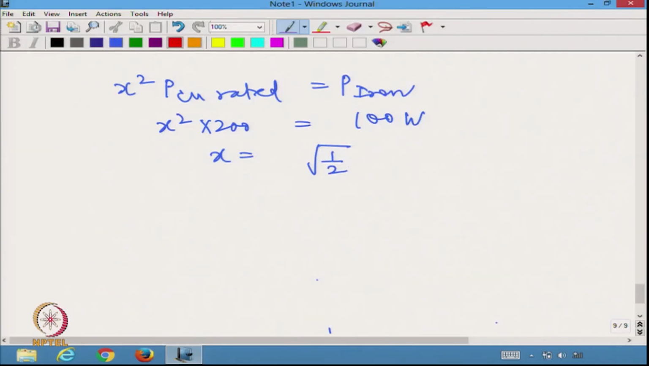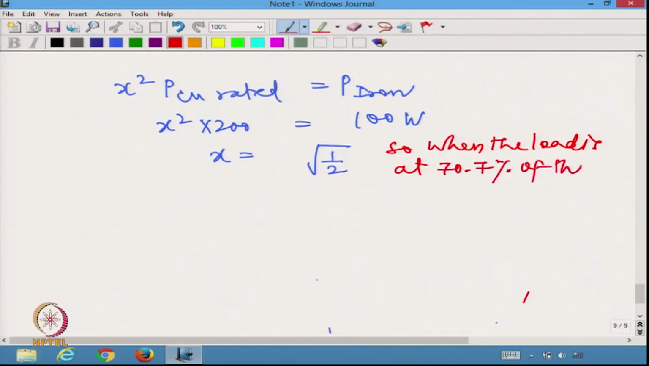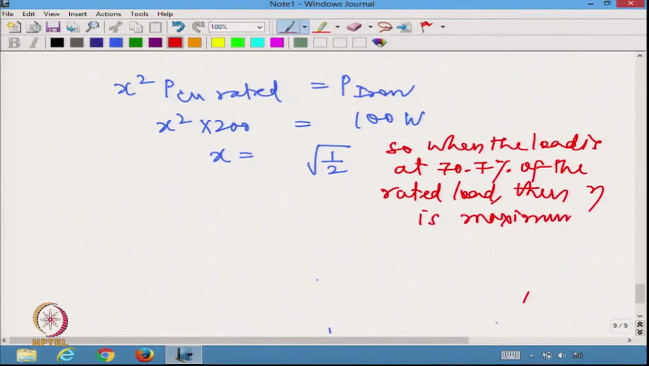So, when the load is at 70% or 70.7% of the rated load, then efficiency is maximum for this particular transformer. So, if I try to plot actually efficiency versus load condition.